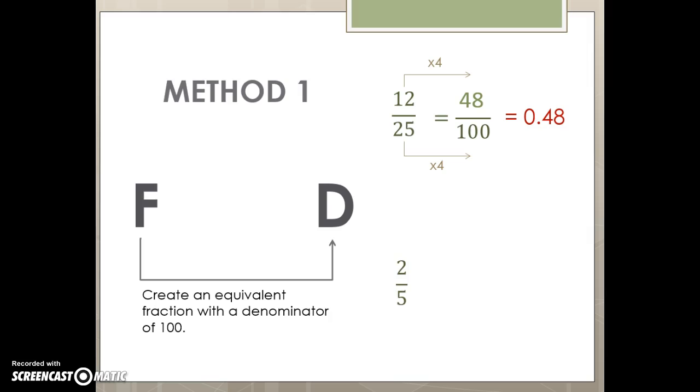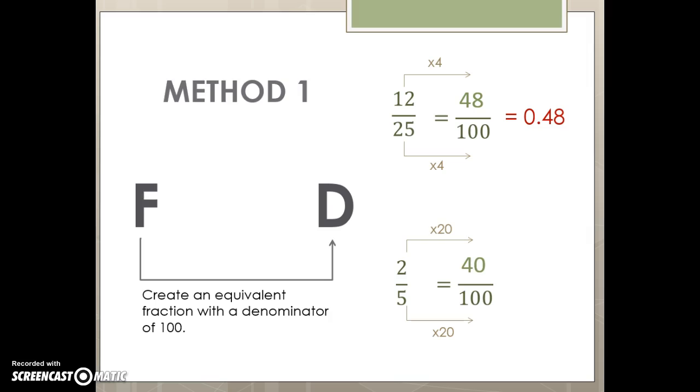In this example, I have 2/5. Again, I have a denominator that I want to turn into 100. I need to figure out how many times 5 goes into 100. Well, 5 goes into 100 20 times. So 5 times 20 is 100. Now again, whatever we've done to the bottom, we're going to do to the top. So I need to figure out what 2 times 20 is, and that's 40.